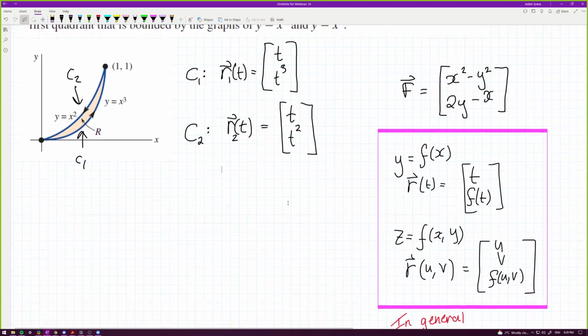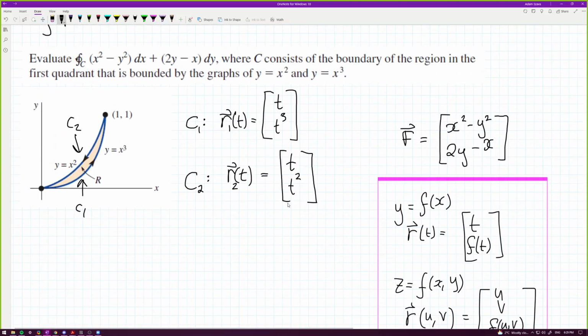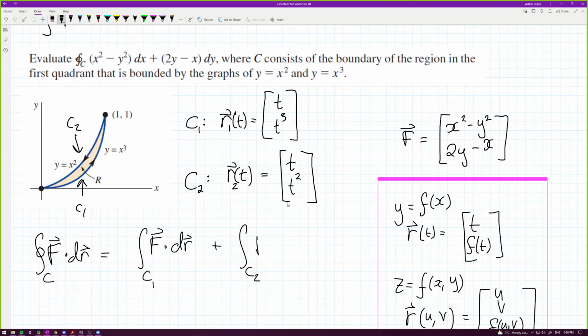So now I want to break up this integral here. It's the circulation integral of F dot dr over C. I have to break that up into two: the line integral over C1 of F dot dr, plus the line integral over C2 of F dot dr. There we go. I always have to look at my notes because there are so many formulas, and I just want to make sure I don't do it wrong. Now we have to know how to do these line integrals.